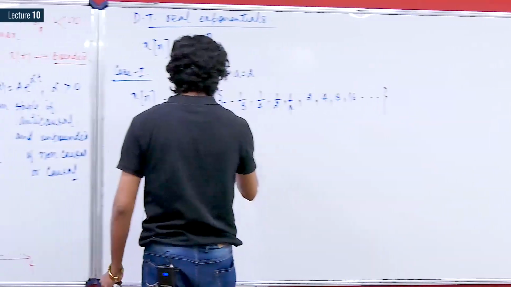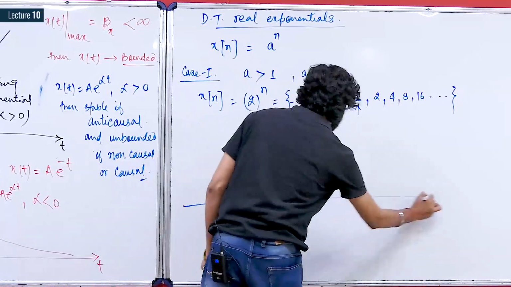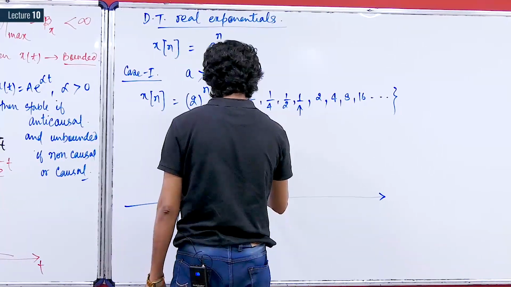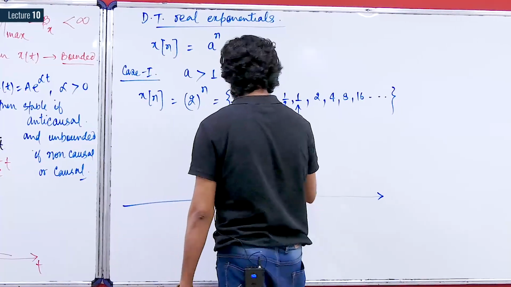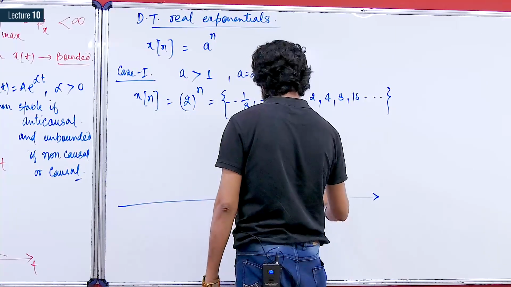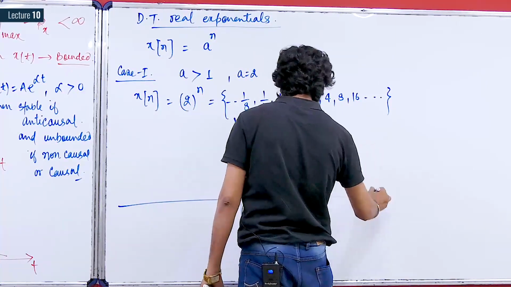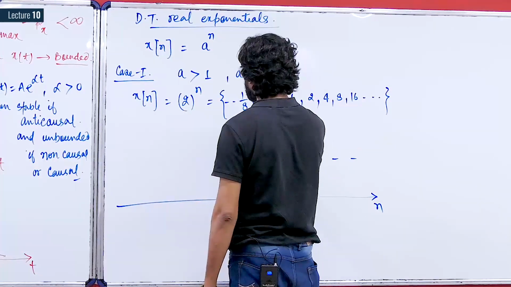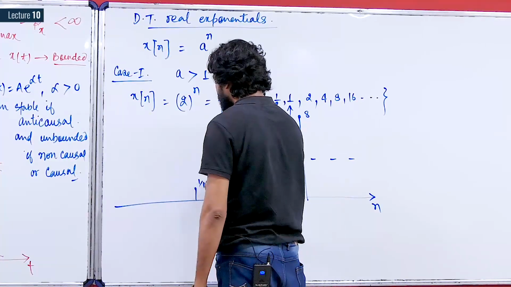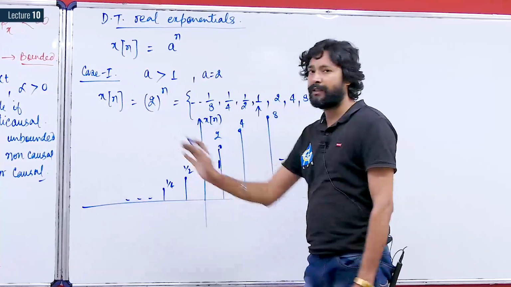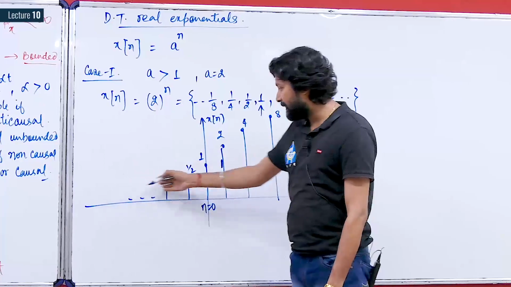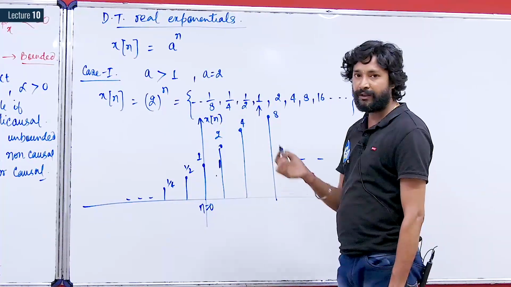So if you want to plot this signal, you can simply plot it. The signal has values, let us say 1, then 2, then 4, 8 and so on, increasing with the increase in n. This is your signal x of n. At n equal to minus 1 the value is 1 by 2, at minus 2 the value is 1 by 4, so it decreases as you reduce the value of n. This is at n equal to 0. Again, you can see that it follows the shape of an exponentially growing signal.